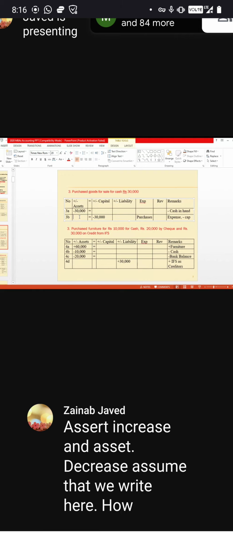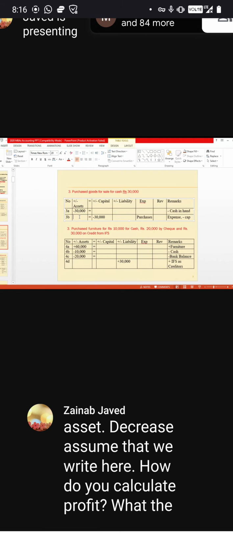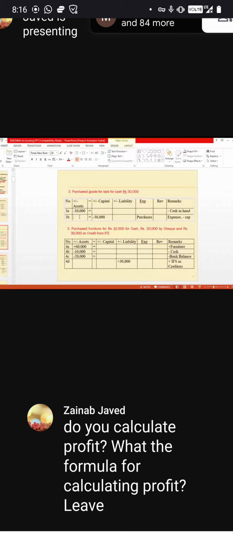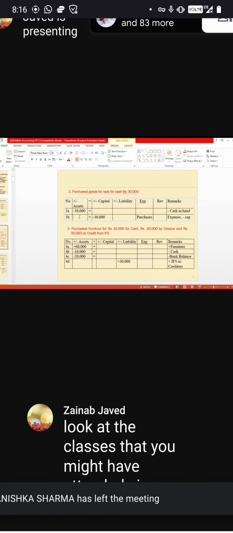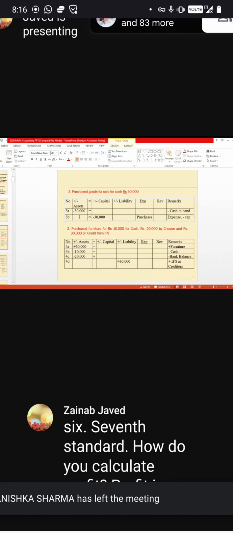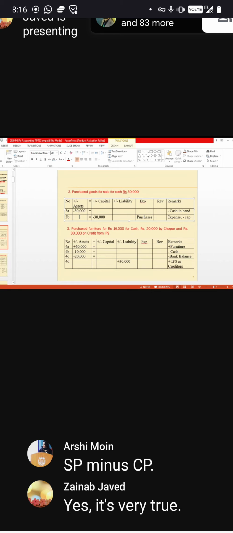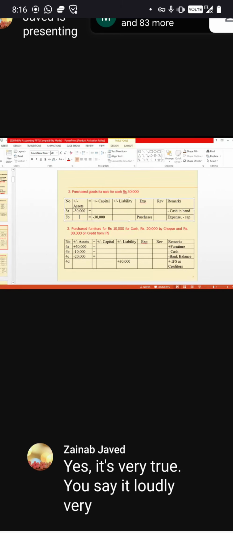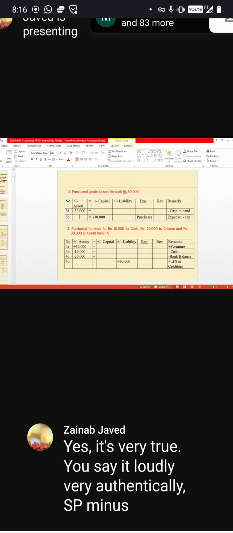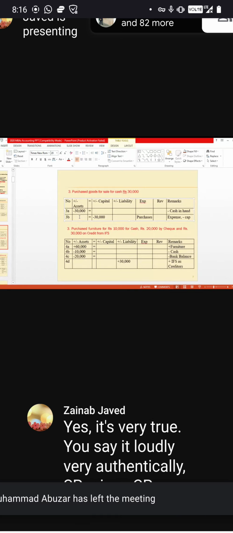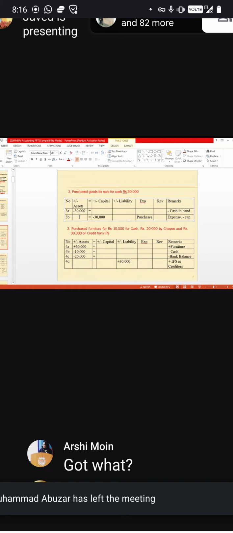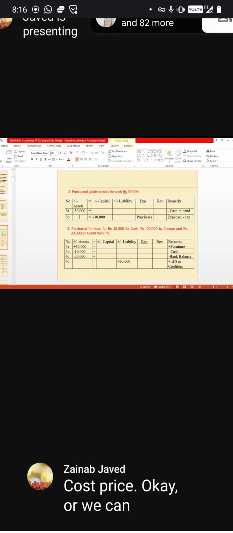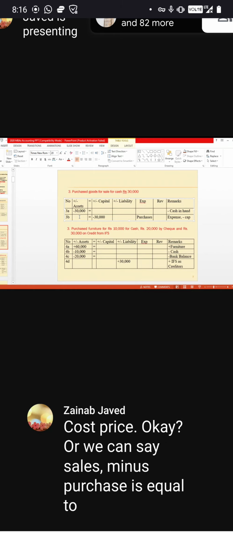How do you calculate profit? What is the formula for calculating profit? Leave accounting. Just look at the classes that you might have attended, 6th, 7th standard. How do you calculate profit? Profit is equal to SP minus CP. Yes, that's very true. You say it loudly, very authentically. SP minus CP: sales price minus cost price. Or we can say sales minus purchase is equal to profit or loss.